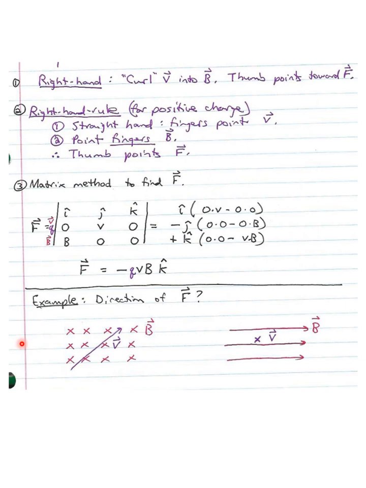So using your right hand, remember one way is to curl your fingers from V into B. And another way is to have your outstretched arm and point your fingers in the direction of B. But no matter which way you do it, you should get the force pointing up and to the left. So up and to the left. For the second one, that X means that the vector is pointing into the page. And with either right-hand rule, you should get the force pointing downward.